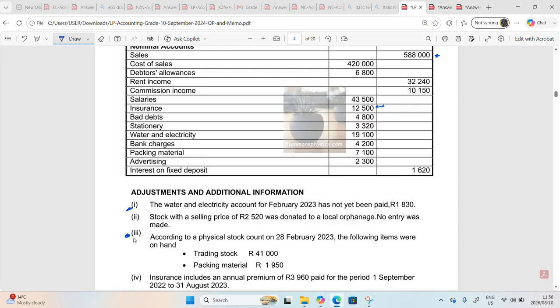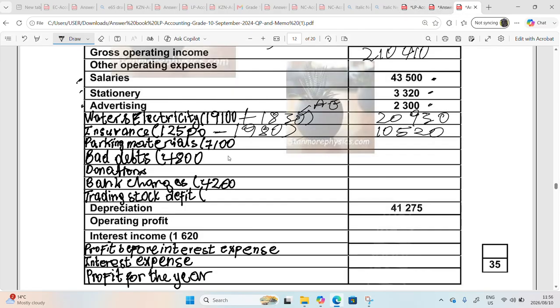Let's go to Roman figure number 3. According to physical stock count, on 28 February, the following items were on hand. Packing material on hand of 1,950. So we're going to minus on hand. Why? Because we want only the packing material that we used.